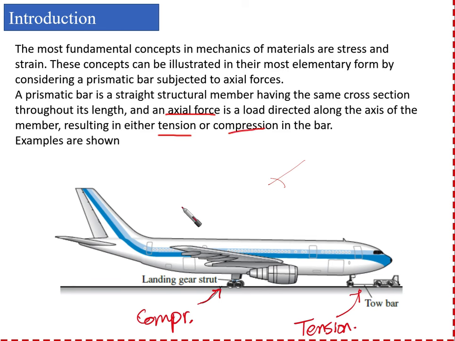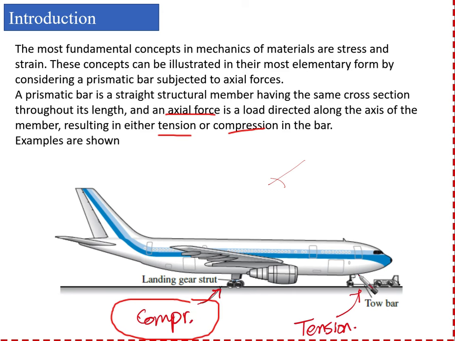So let's have an example from our daily life. If we have an aircraft, for example, and you look at the landing gear strut here, which is connecting the wheels with the body of the aircraft, you're going to find that this member is under compression, as I have mentioned before in a previous video.